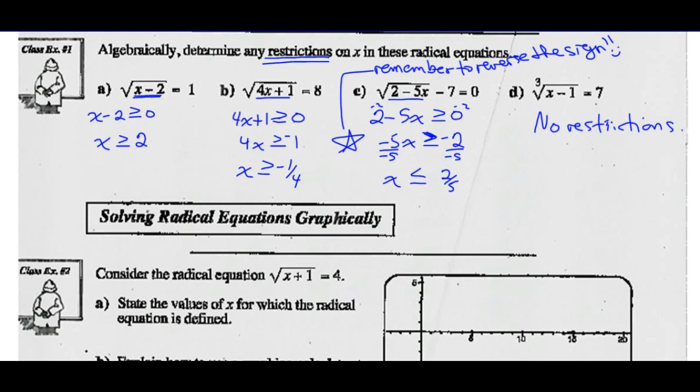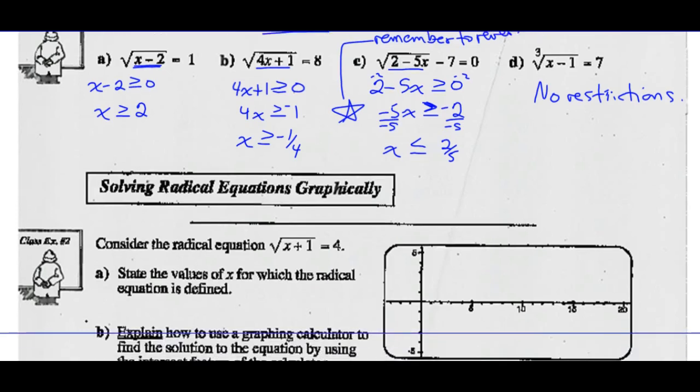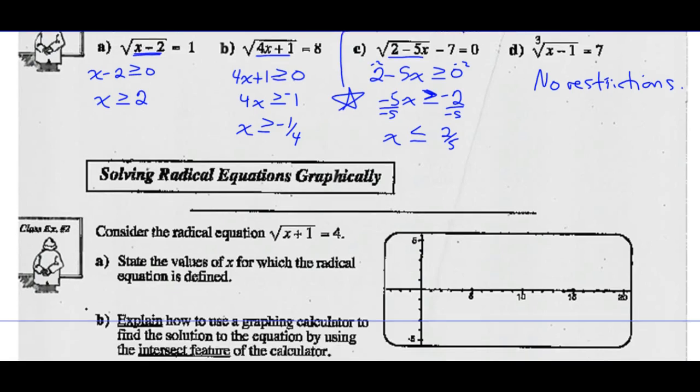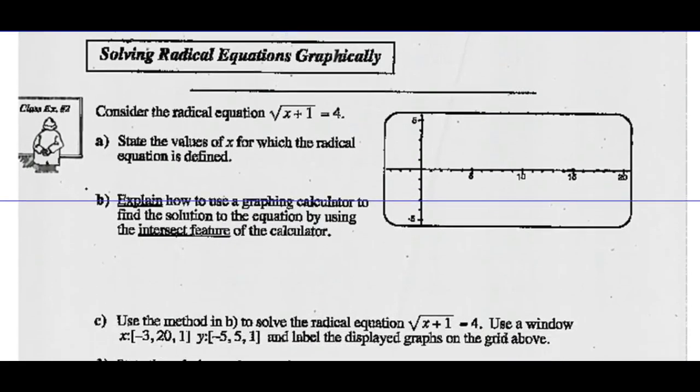That's also true for any odd number index, right? So cube roots, fifth roots, seventh roots, ninth roots, and so on. They will have no restrictions because you can take cube roots and fifth roots and seventh roots of negative numbers. Not true for square roots or fourth roots or sixth roots or eighth roots. Those will always have restrictions because you can't have negatives underneath the radical sign if you have an even numbered index value.